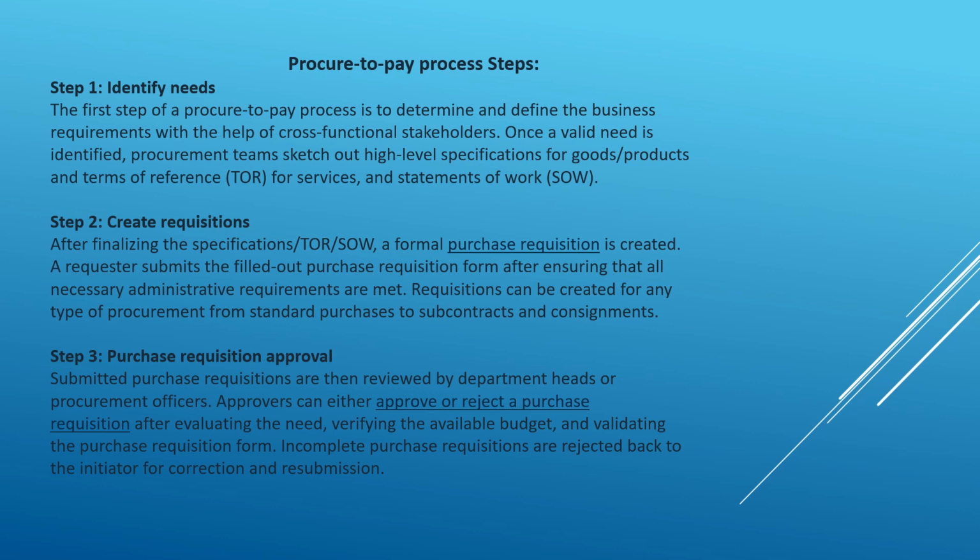So here they are saying that after the purchase requisition form is submitted, it will be reviewed by the department head and the procurement officers. They can either approve or reject the purchase requisition form. They will validate the need, verify the given available budget, and validate the purchase requisition form. Incomplete purchase requisitions are rejected back to the initiator for correction and resubmission.